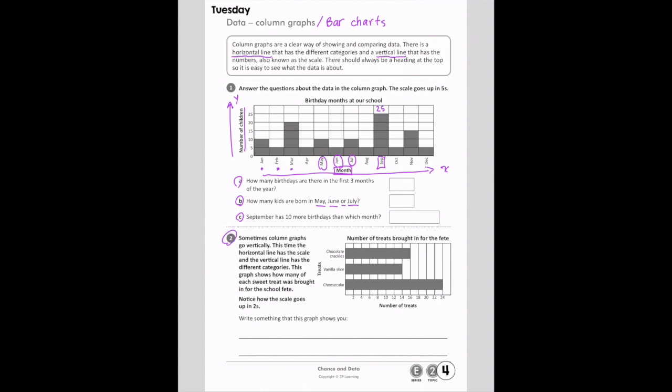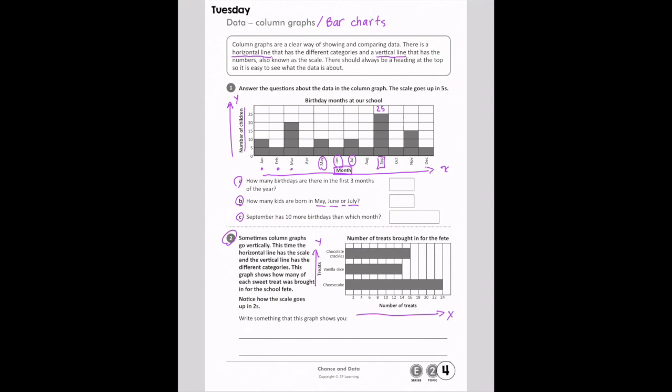Number 2, sometimes column graphs go vertically. That means instead of up and down, they go side to side. This time, the horizontal line has the scale and the vertical line has the categories. So our categories are now on the y-axis and our scale is on the x-axis.